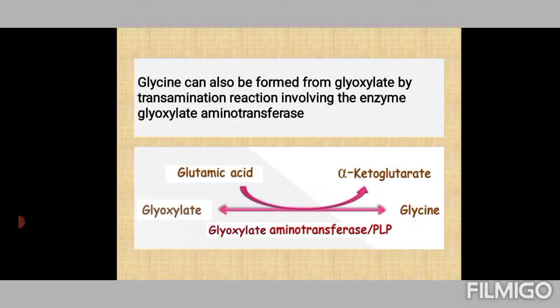And this one is actually a transamination reaction. Obviously, glyoxylate can be formed from glycine, and glycine can be formed from glyoxylate. The aminotransferase involved is glyoxylate aminotransferase, as with all aminotransferases. Pyridoxal phosphate is involved in this process as a coenzyme, and obviously glyoxylate can be generated from glycine also.